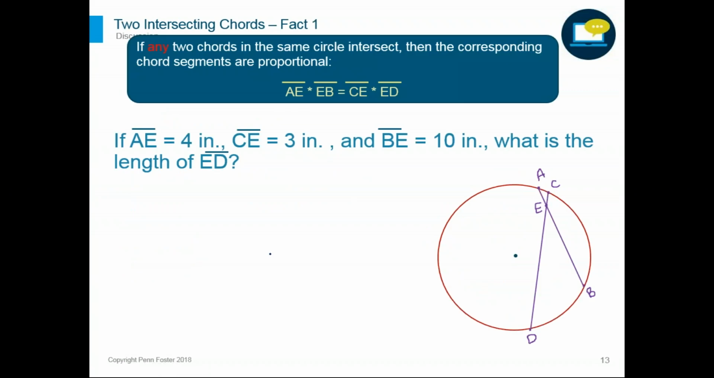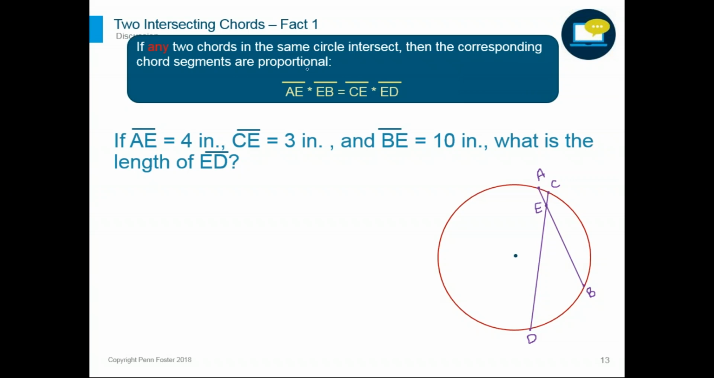Well, now we're going to deal with two intersecting chords. They do not have to be equal, any intersecting chords, but the chords have to intersect. And if that happens, two things will happen along with that. So if any two chords, like AB and CD in the figure, in the same circle intersect, so the condition here is that any two chords intersect, then the corresponding chord segments are proportional.